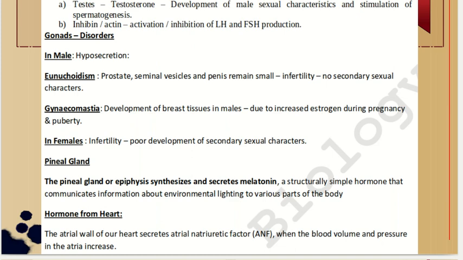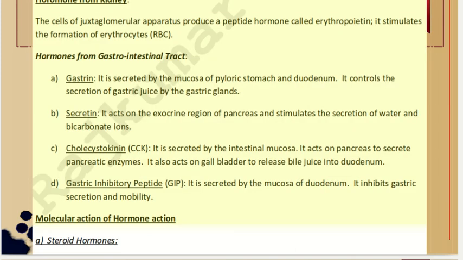Pineal gland. The pineal gland or epiphysis synthesizes and secretes melatonin, a structurally simple hormone that communicates information about environmental lighting to various parts of the body. Hormone from the heart: the atrial wall of our heart secretes ANF, atrial natriuretic factor, when the blood volume and pressure in the atria increase. The hormones from the kidneys: the cells of the juxtaglomerular apparatus produce a peptide hormone called erythropoietin, which stimulates the formation of RBCs or erythrocytes.